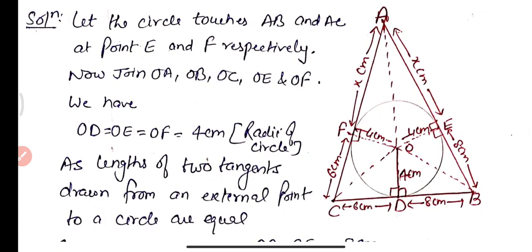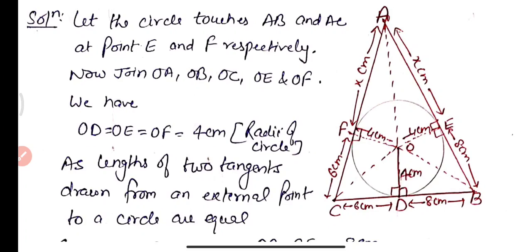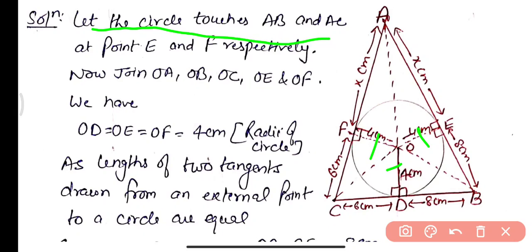Here you can see we are given a triangle ABC that is circumscribed to a circle of radius 4 cm. So the radii OD, OE and OF equal 4 cm. Let the circle touch the sides AB and AC at points E and F respectively. So join OA, OB, OC, OE, OF. Join all of these. When OE is joined, radius is perpendicular to tangent, so a right angle will be formed. Similarly, when OF is joined to side AC, this will be a right angle. And similarly for OD, radius is perpendicular to the tangent at the point of contact.